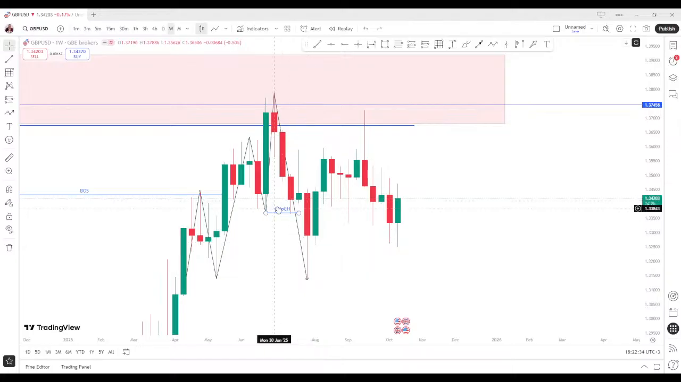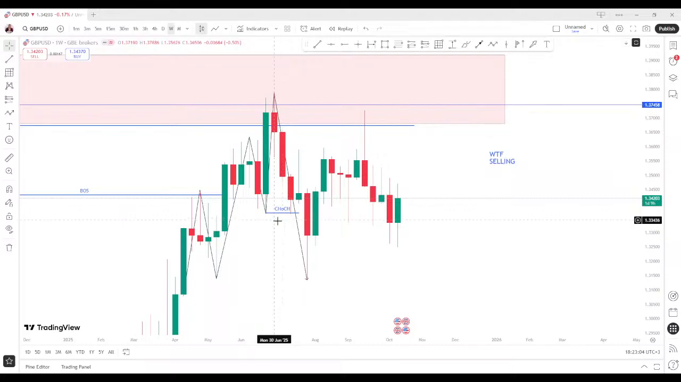Okay, this is a change of character. What does that tell you? That tells you that in the weekly time frame we are selling. I'm sure you guys are following me. This is a step by step top down analysis. So in the weekly time frame we are selling.